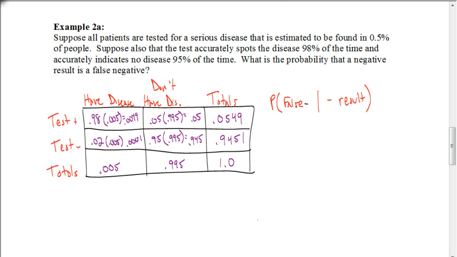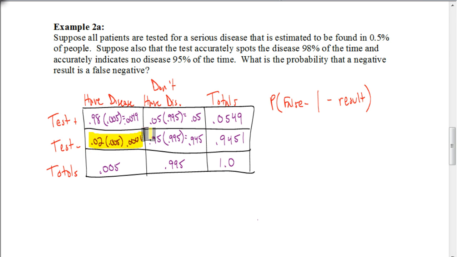So again, what's the probability that it's a false negative given that it's a negative result? So the first step is we want to figure out, well, what's the probability of us having a negative result and it being a false negative? Now what that means is that, because a false negative is when they have the disease but the test tells them that they don't have the disease, that's going to happen right here.